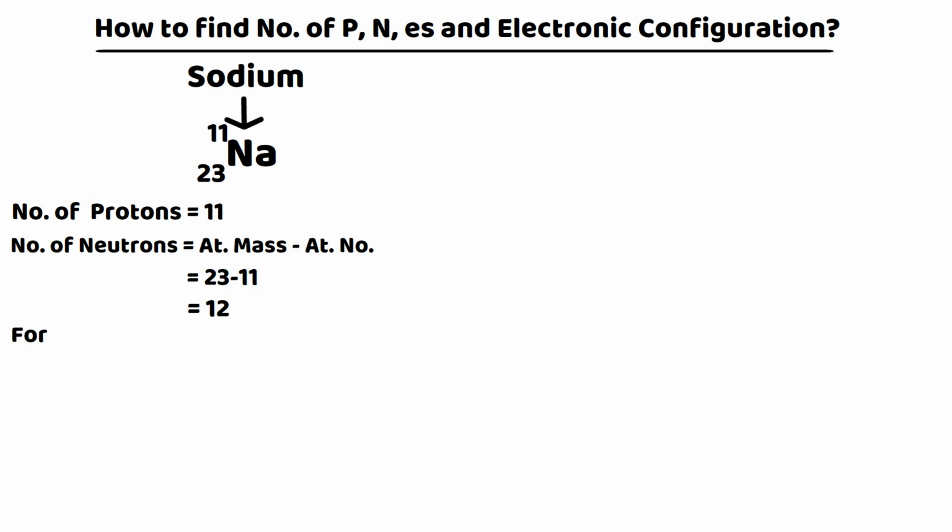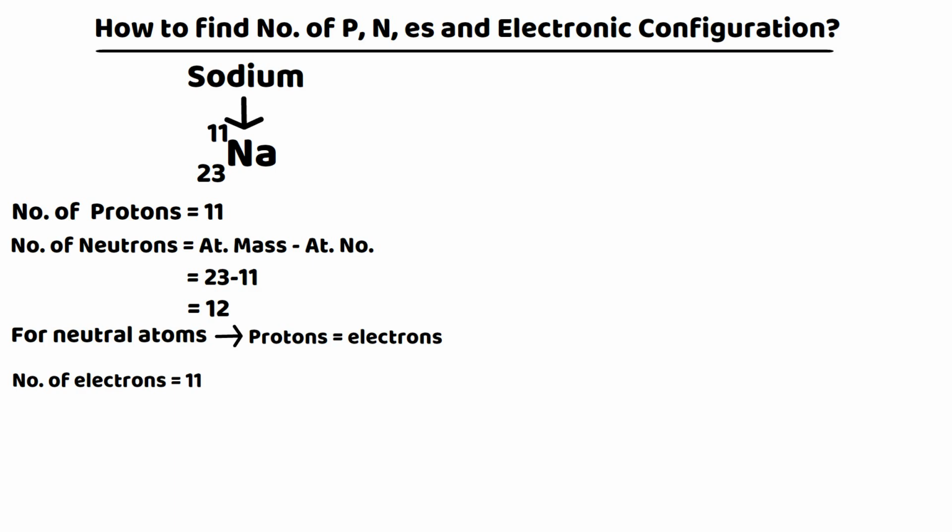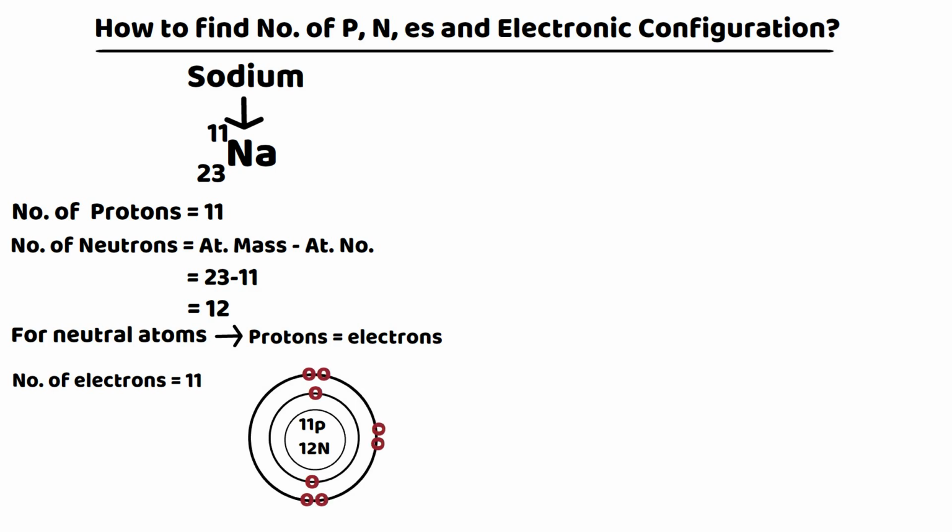As I said earlier, for a neutral atom, the number of protons is equal to the number of electrons. So sodium has 11 electrons. These 11 electrons are placed in three shells. In the first shell, 2 electrons are present. In the second shell, 8 electrons are present, while 1 electron is present in the third shell, that is also called the valence or last shell of sodium.